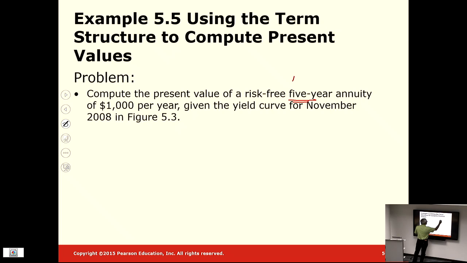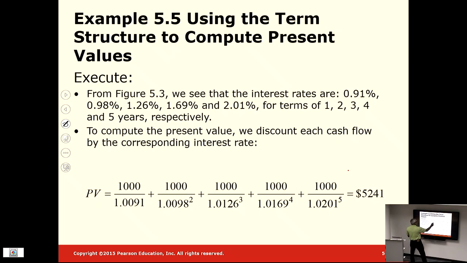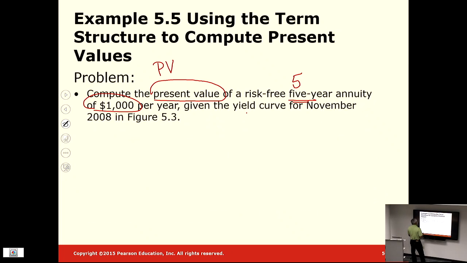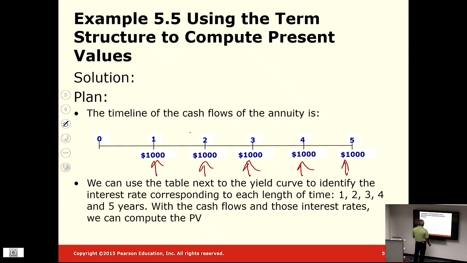For a 5-year annuity, $1,000 per year, what's going to be the present value? So you know you have to calculate present value. How do you do this? Well, it's a $1,000 annuity over 5 years, so the cash flow is the same. But what is changing is the interest rate over those 5 years. And how do I know that? I go back here. Interest rate is changing: 0.91, 0.98, 1.26, 1.69, and 2.01. So I'm now going to use those interest rates.